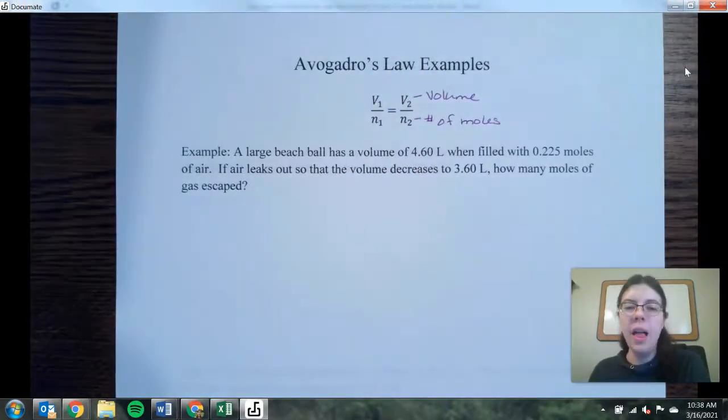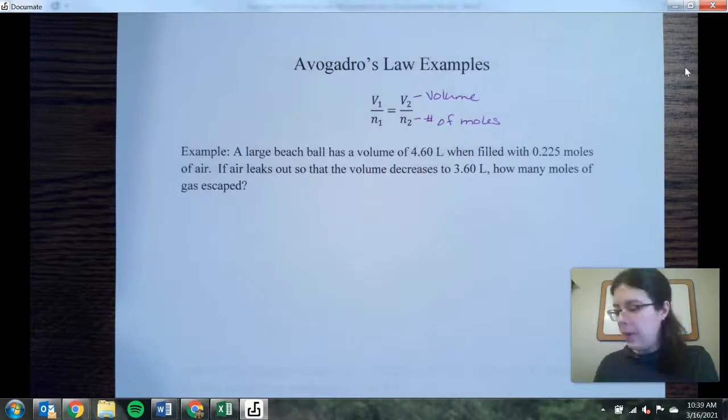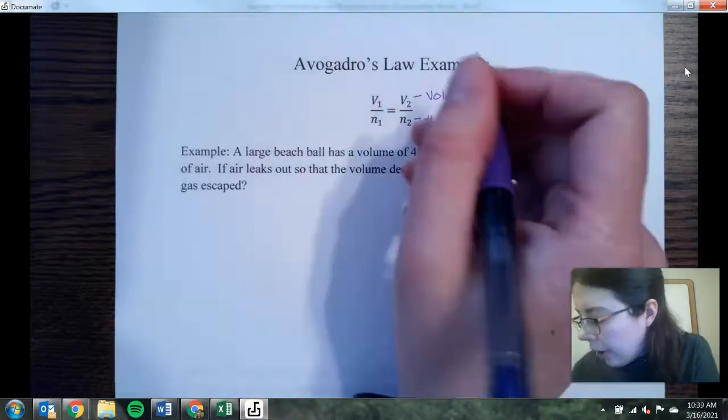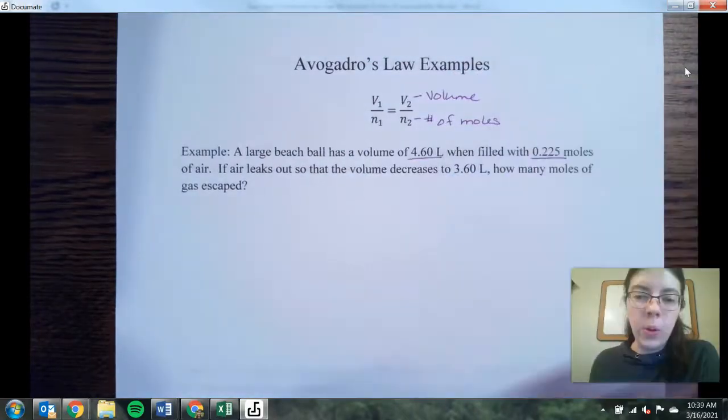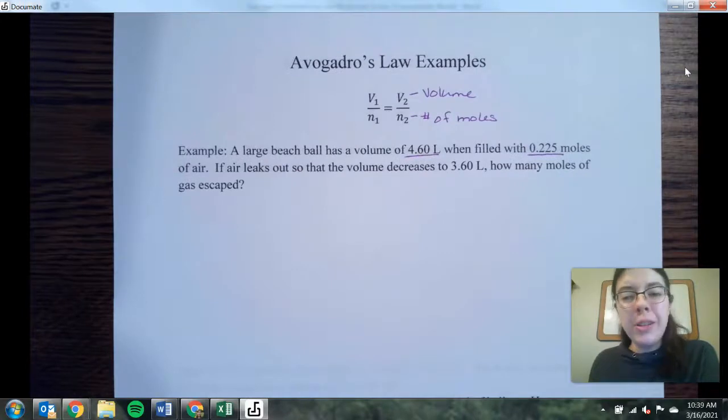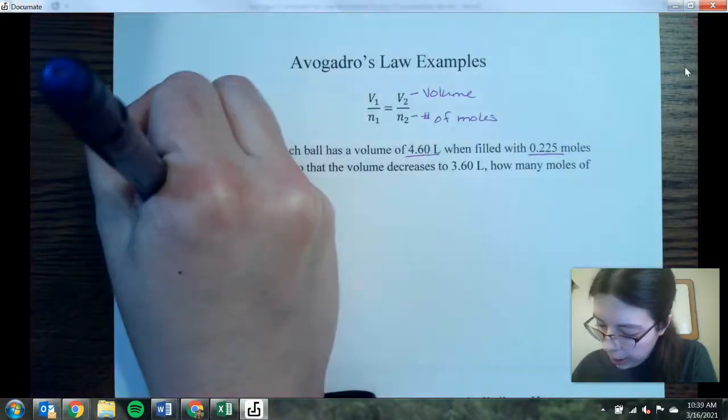For our first example, a large beach ball has a volume of 4.60 liters when it is filled with 0.225 moles of air. If air leaks out, so the volume decreases to 3.60 liters, how many moles of gas escaped? We have our volume and our number of moles, and those two values are paired together. They're talking about the initial set of conditions before the air escapes, so we're going to make those our 1.